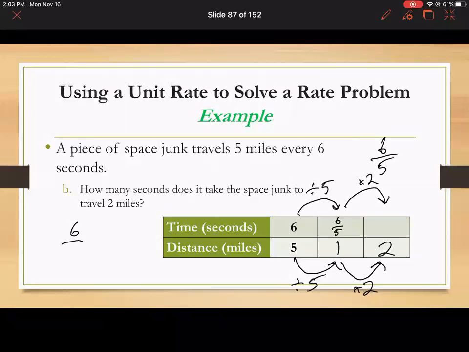And doing 6/5 times 2. Well, 6 times 2 is 12. Oops, 12. 5 times 1 is 5. 12/5. How would I write that as a mixed number? Allie? 2 and 2/5. Right? I can make 2 groups of 5, and I have 2 left over. 2 and 2/5.